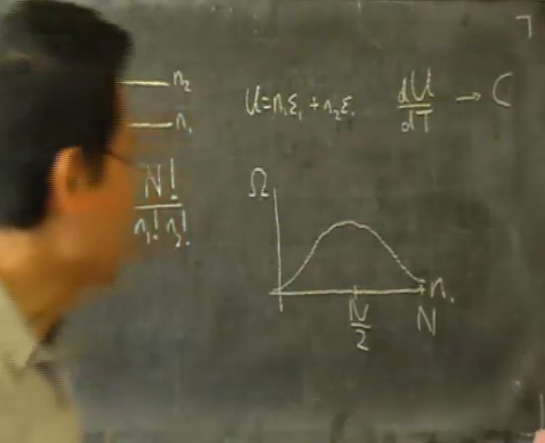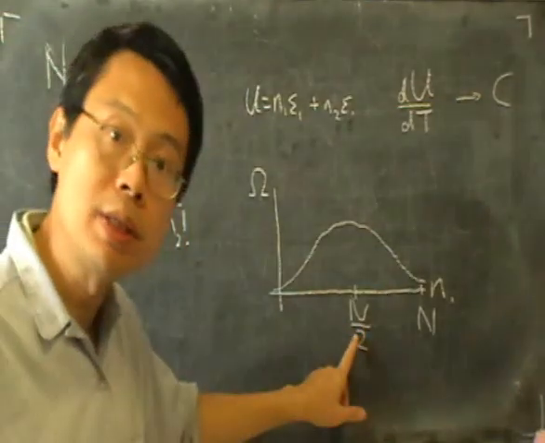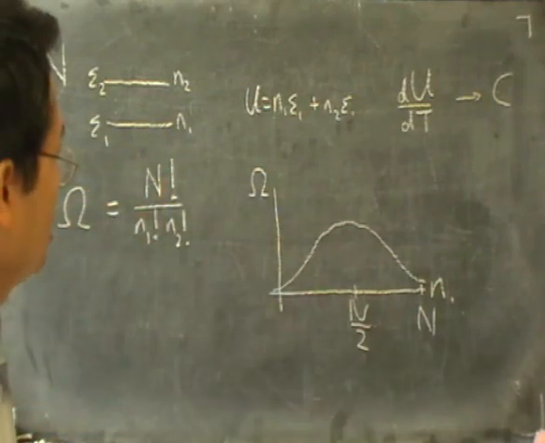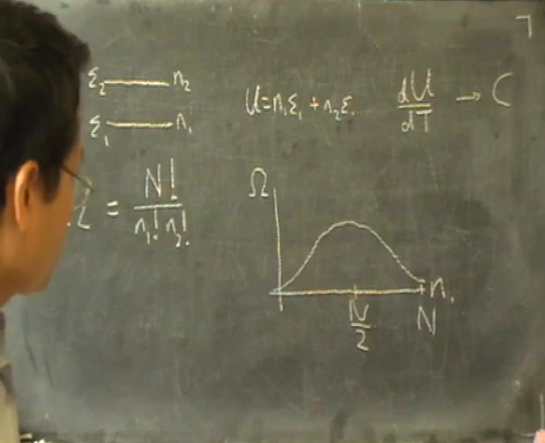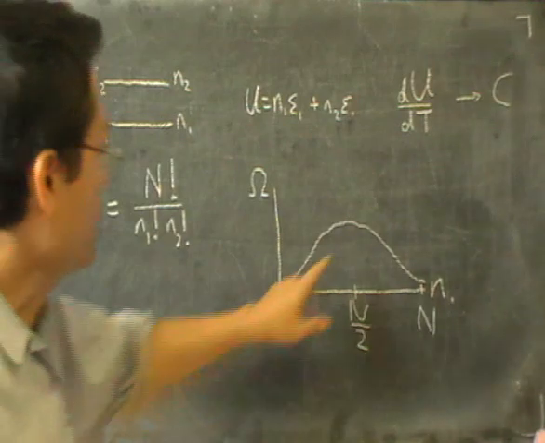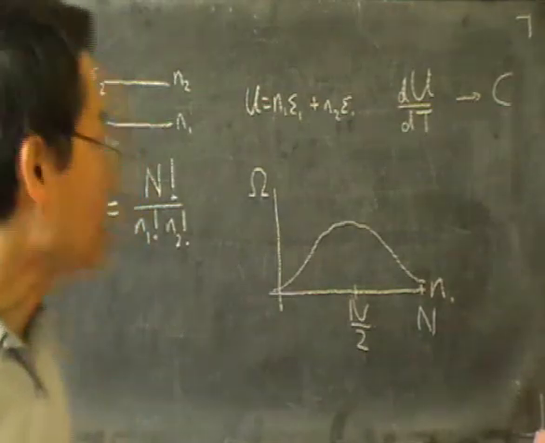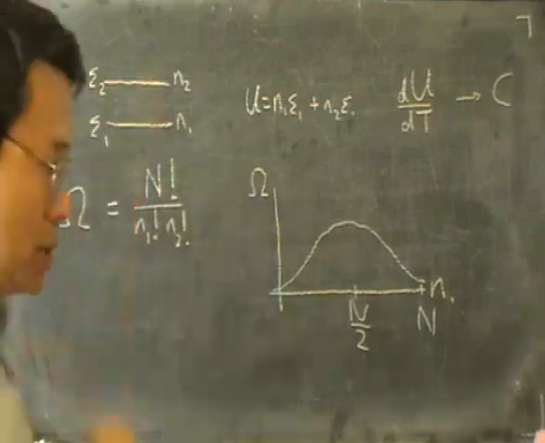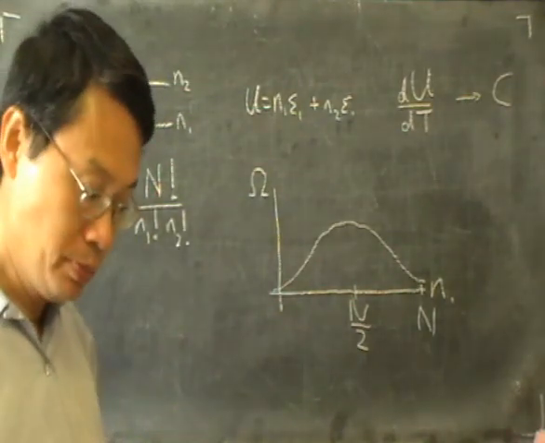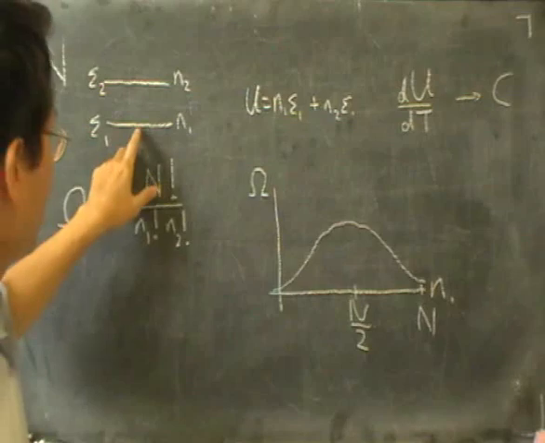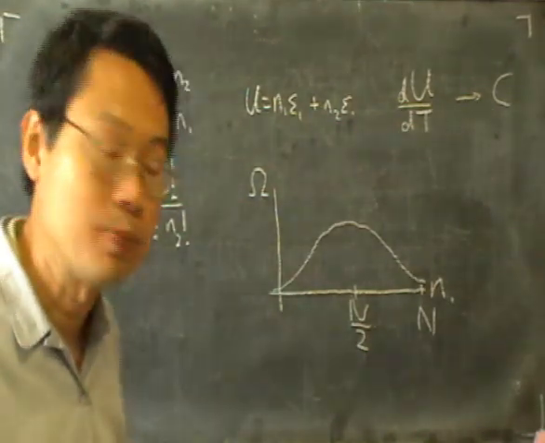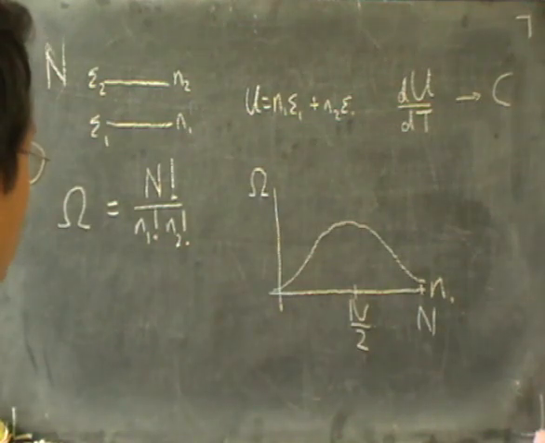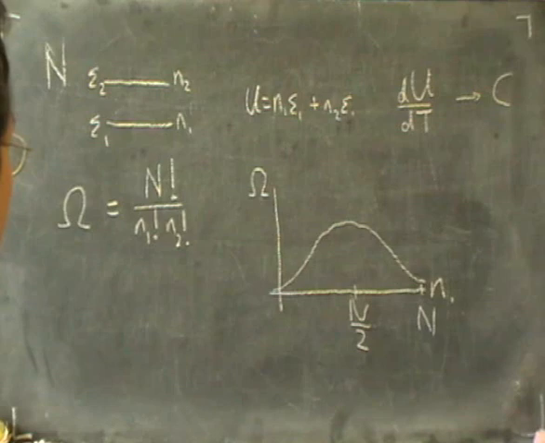What this means is that N over 2 here is really the average number of particles we can expect, and the peak here just means that that is the most likely number. And that makes sense because since we are saying that each particle is equally likely to be in either level, you would expect that on average, the number of particles at each level is just half of the total number. So that makes sense.